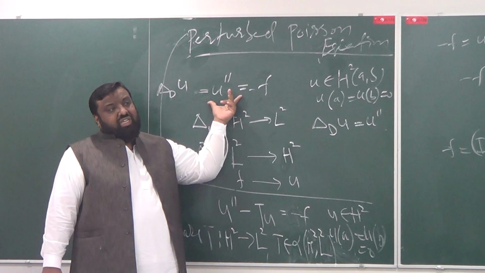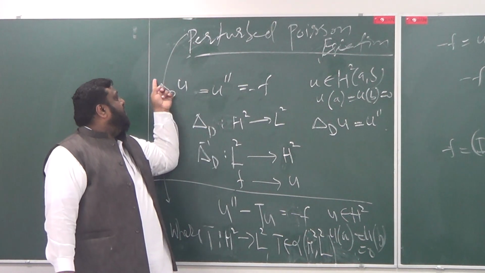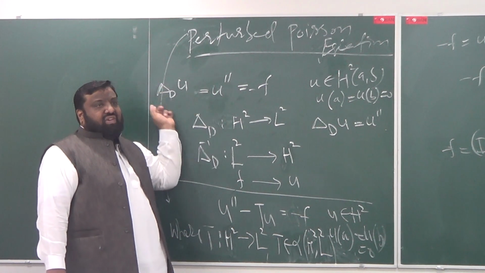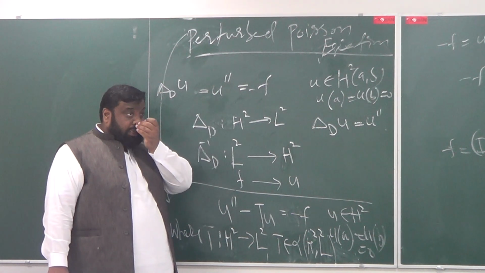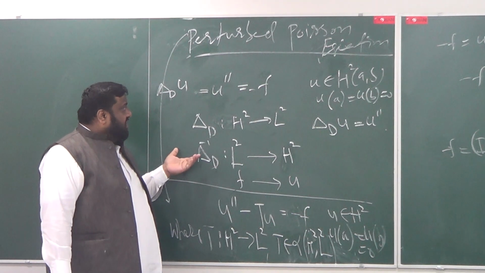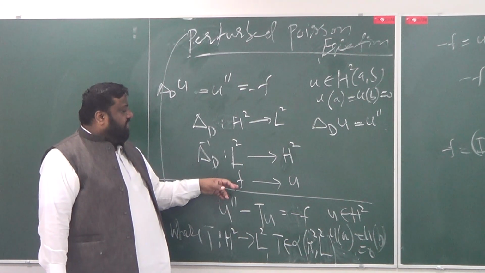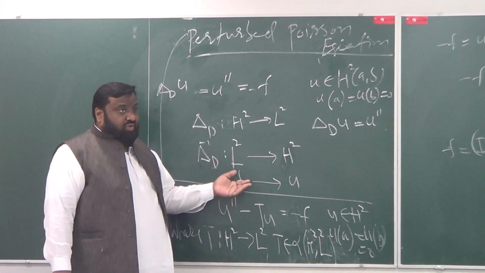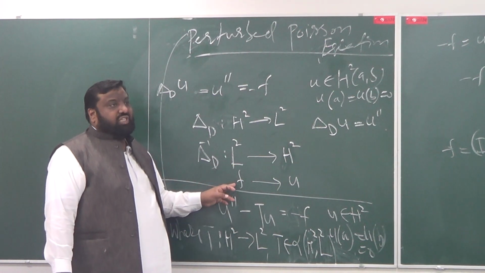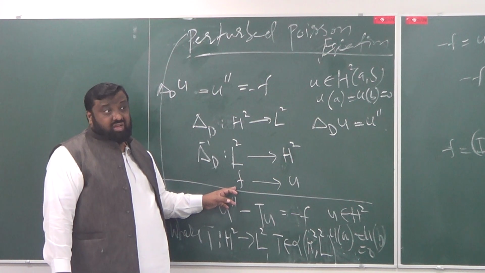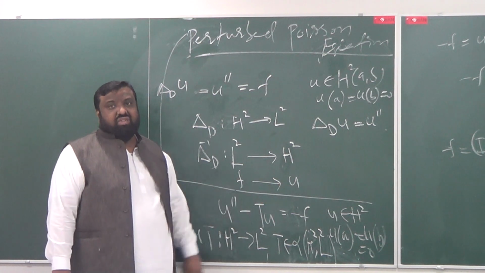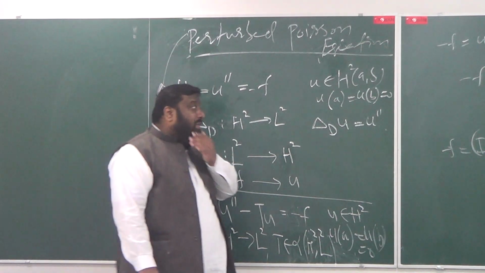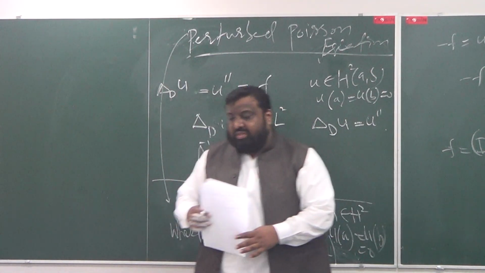The problem has a solution if you can somehow have the inverse of delta d. So if we can have the inverse of delta d, then what's going to happen? I'm going to have a solution operator, the inverse of this operator, which is going to take f as an input and give me the solution as an output. So we would like to do something similar here.